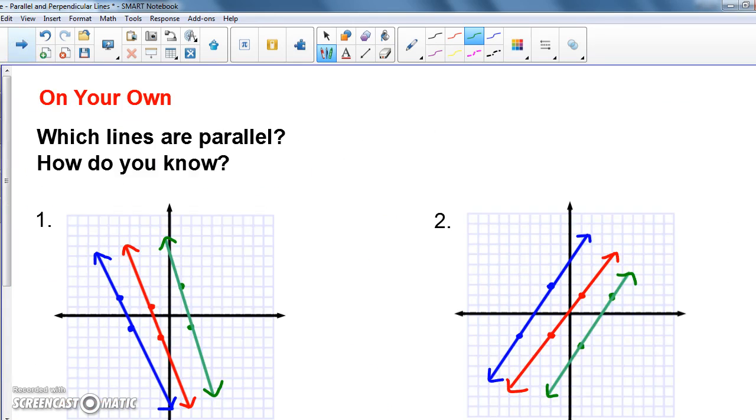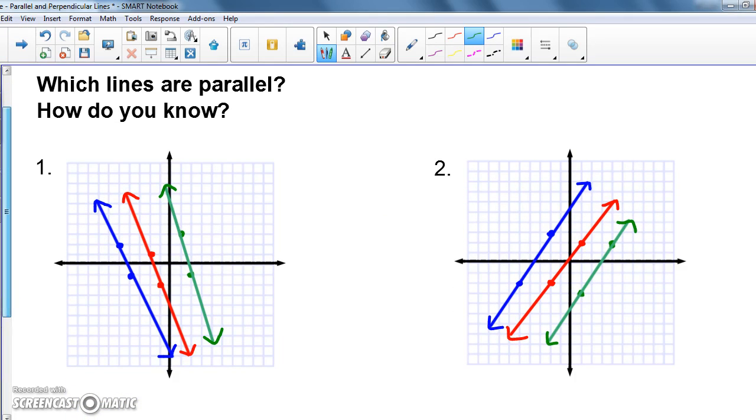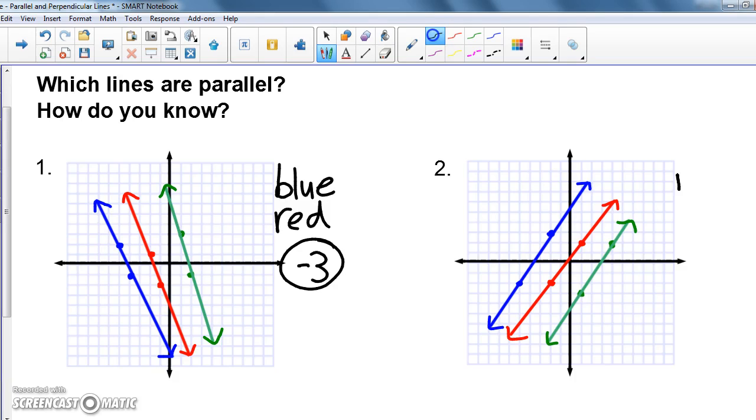What I'd like you to do is pause the video and try that on these two. And then when you're done, hit play and check your work. Okay, so if you did both of them, you should get, for number 1, that the blue and the red are parallel, and they should both have a slope of -3. And for number 2, it should be the red and the green, because both of them have a slope of 4/3.